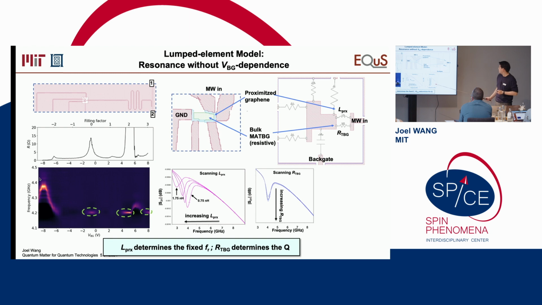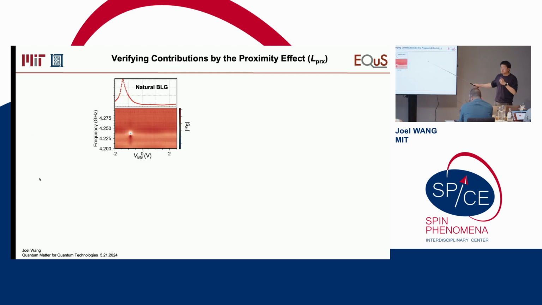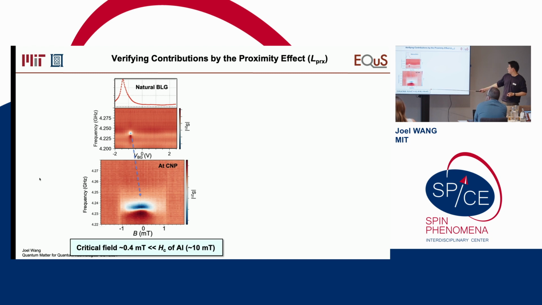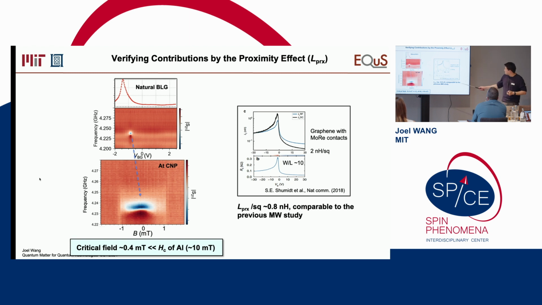Now, if we move on, I'm going to skip this one just to convince you that the proximity effect is coming into play. We actually built the same devices with natural bilayer graphene, and we also see the resonance at the Dirac point, but it can be strongly suppressed very quickly by applying a small perpendicular magnetic field. This is much smaller than the critical field of all the other superconducting elements on the devices. So from this, we can extract how much contribution we have in the conductance given by the proximity region. This is consistent with previous studies in proximatized monolayer graphene.